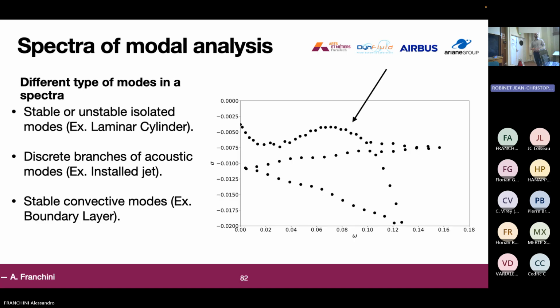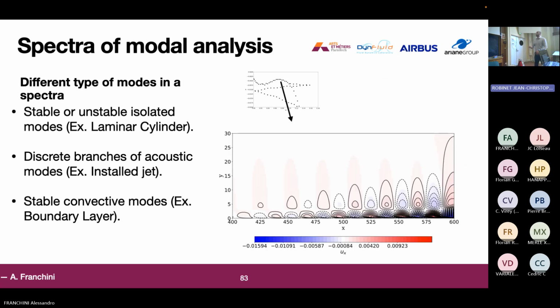Another case is if you try to apply modal analysis over convective instabilities. Since the flow is not self-sustained, you will get branches of continuous convective modes which are stable, and for example here is the case of a boundary layer problem.